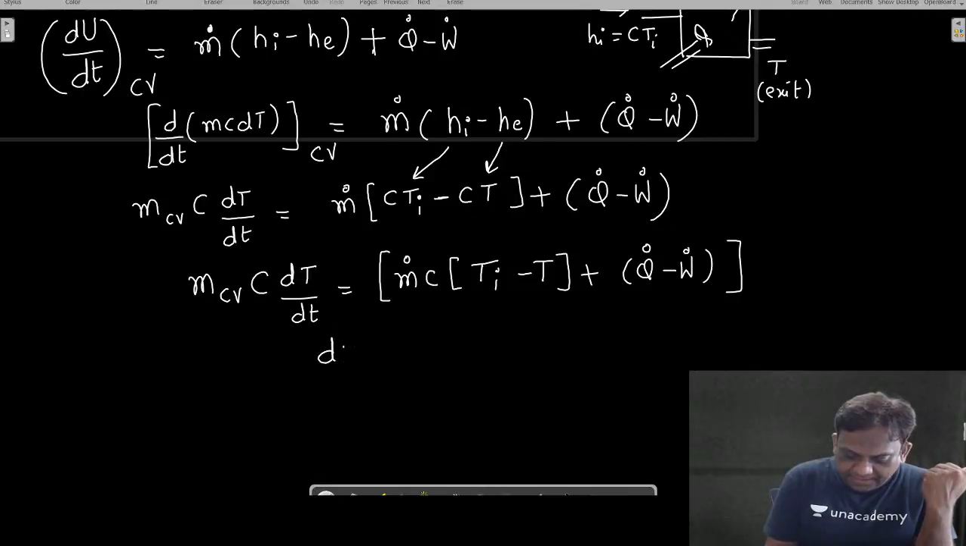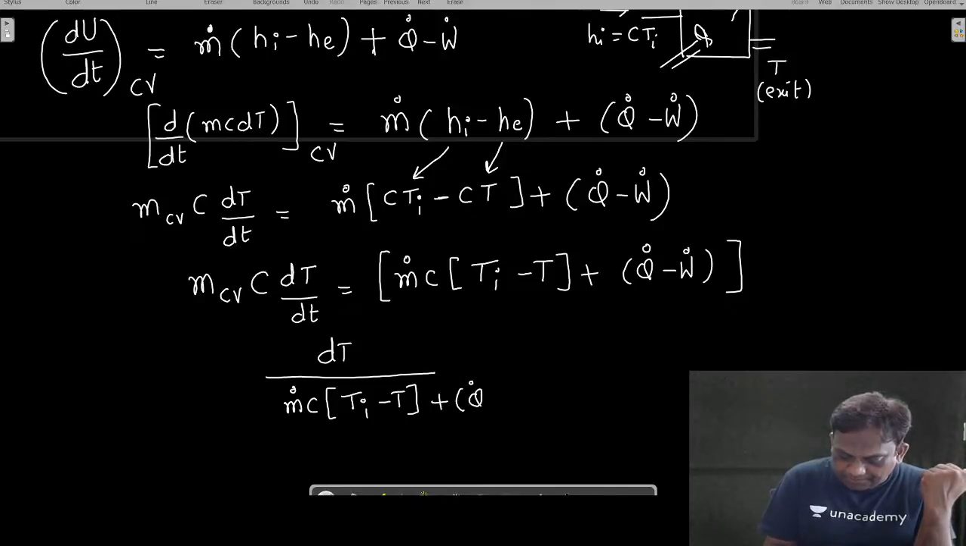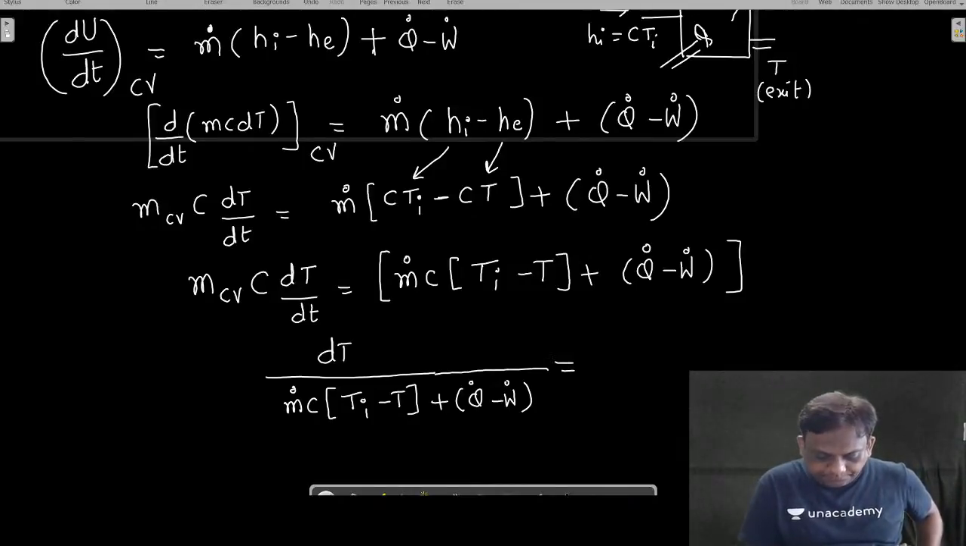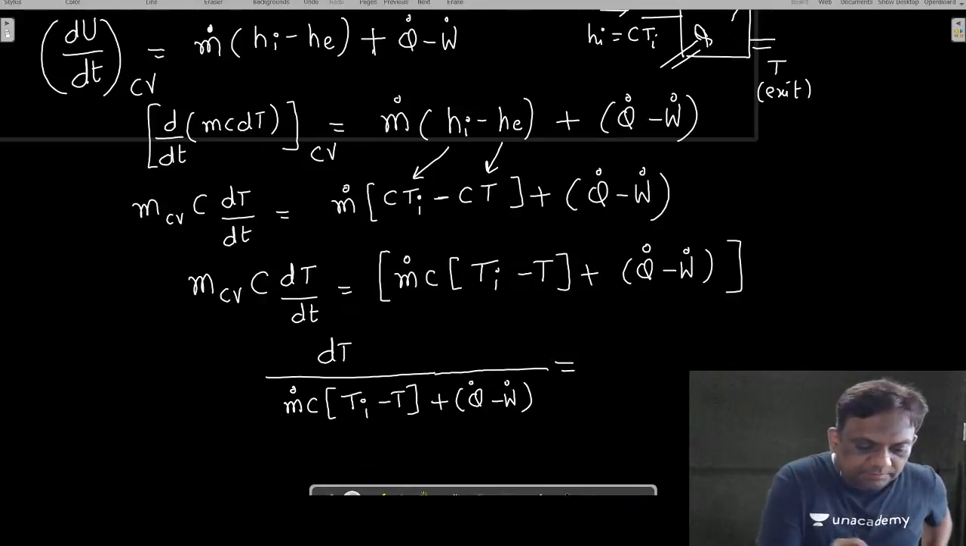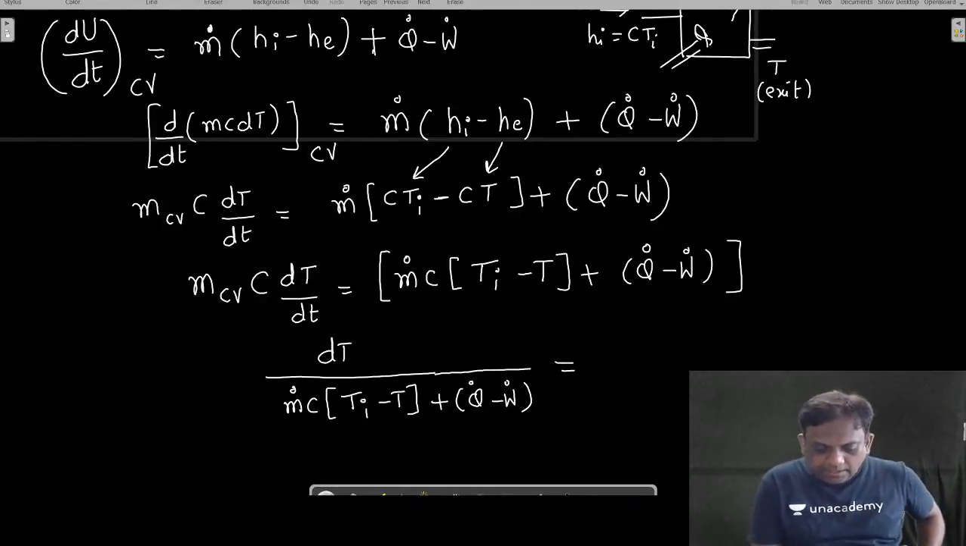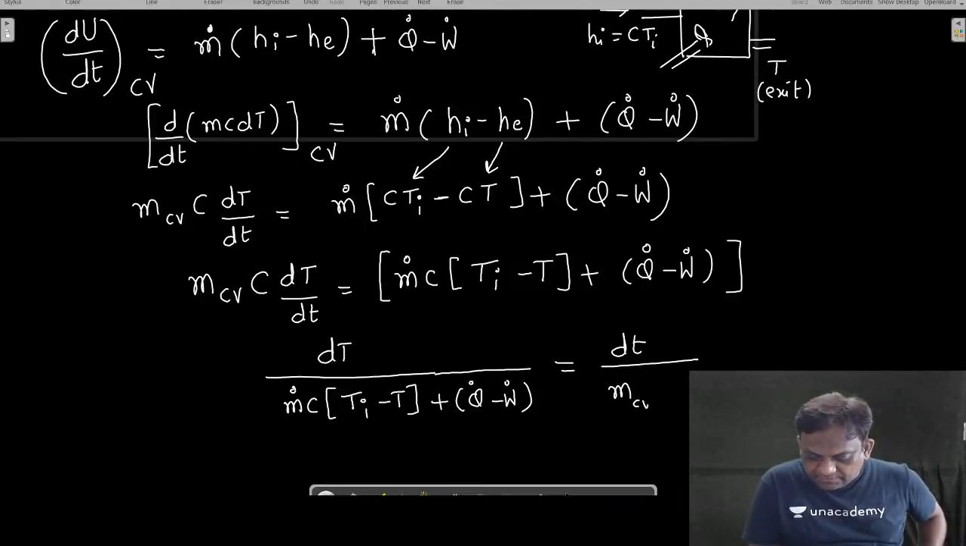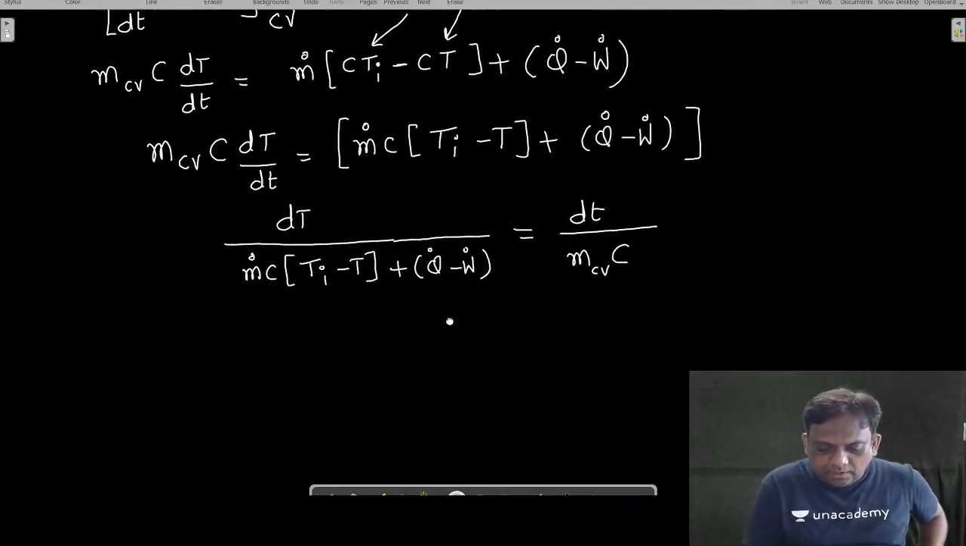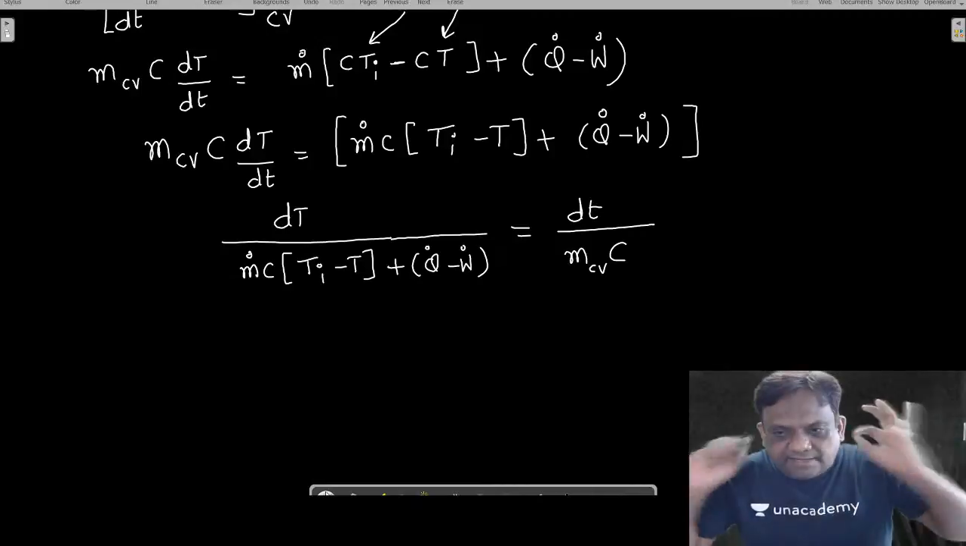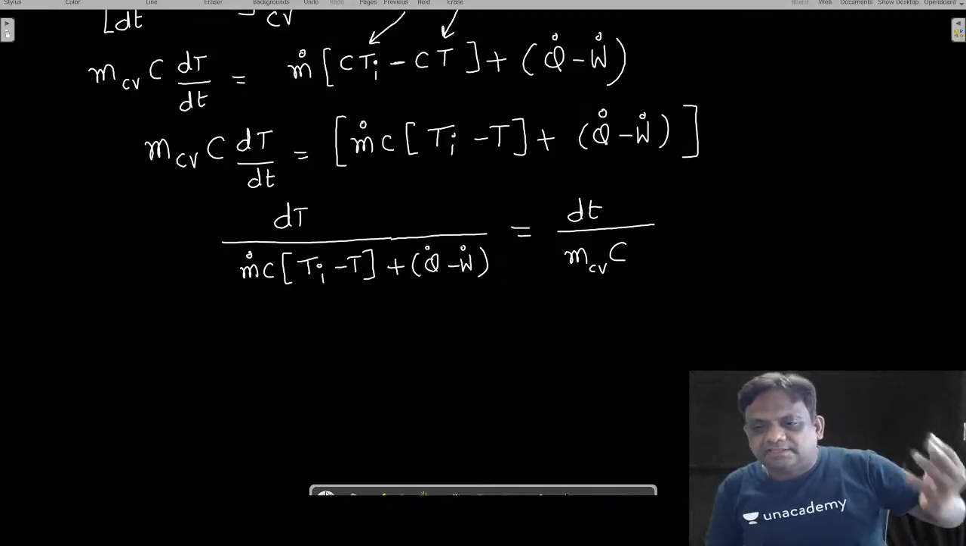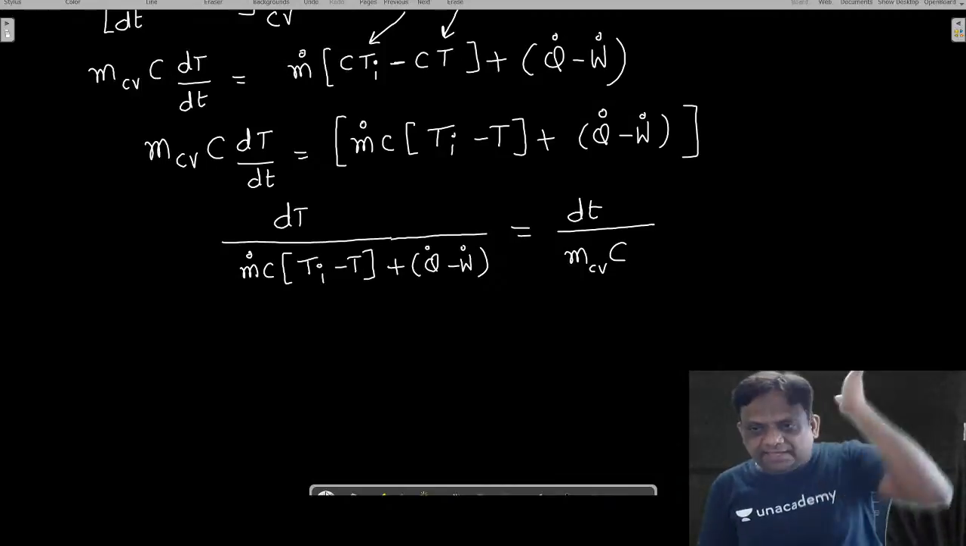So therefore, dT by m dot c into (Ti minus T) plus Q dot minus W dot. Okay, dT by this is equal to dT by m dot Cv into c. Okay, no problem at all. Wonderful. Is it clear up to here? I know when we give tough questions, people run away. Is it clear up to here?